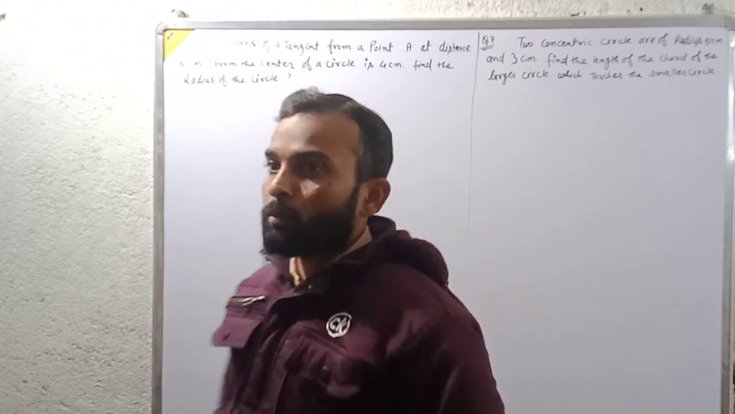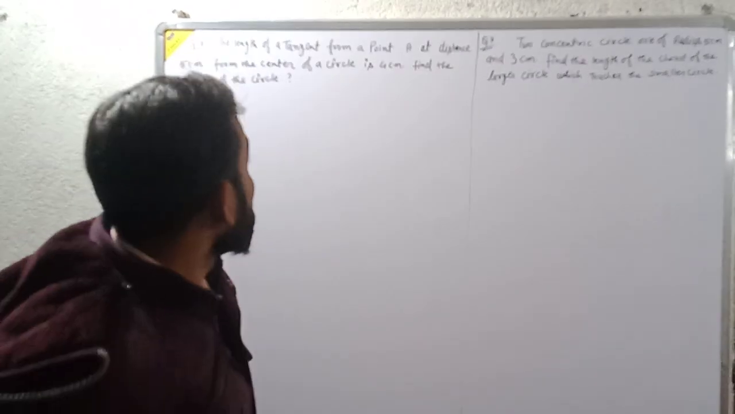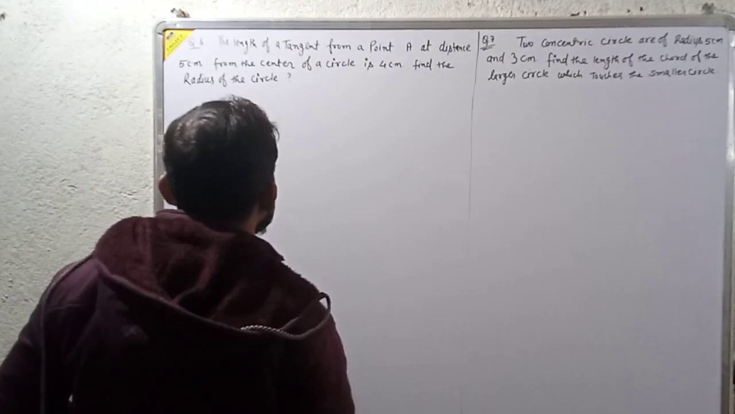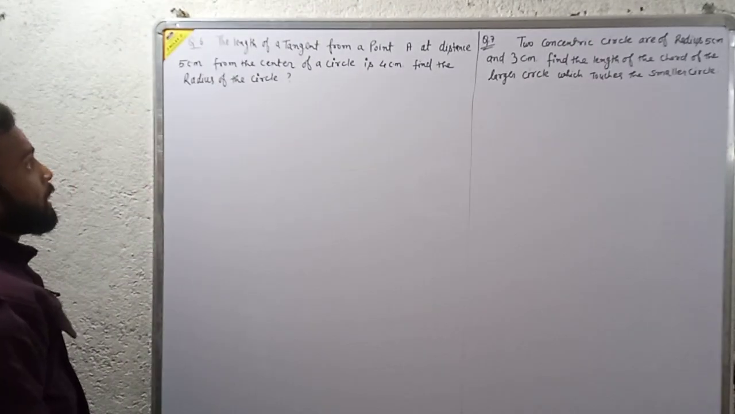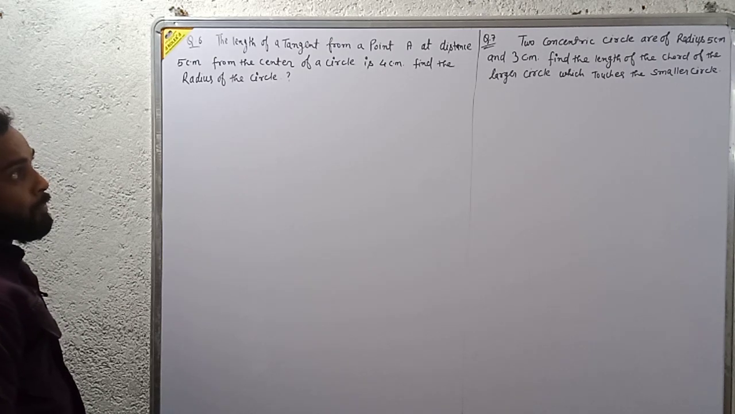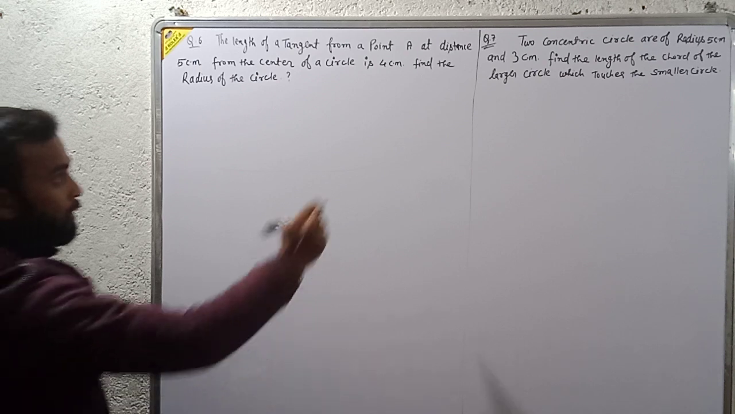Now we have to solve question number 6 and 7, exercise 10.1. Question number 6 is: given that the length of a tangent from a point A at distance 5 cm from the center of the circle is 4 cm. Find the radius of the circle.